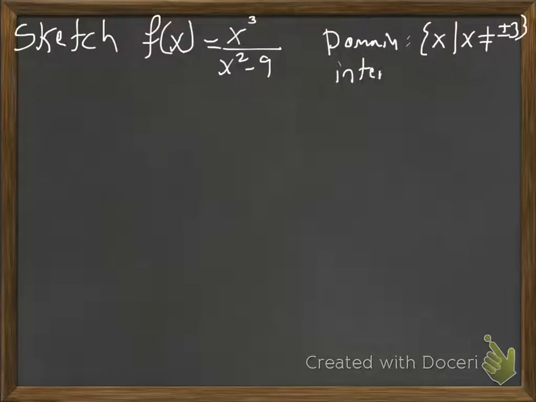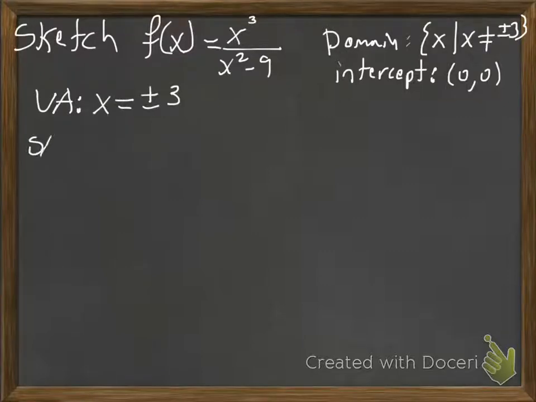Our intercept is just going to be 0, 0. Sometimes you have more than one, but that's the only intercept we have. To find the x-intercept, you let y equal 0 and solve for x. To find the y-intercept, you let x equal 0. So we just have one intercept at 0, 0. Your vertical asymptotes a lot of times are going to be where you have restrictions in your domain. So your vertical asymptotes are going to be plus and minus 3.